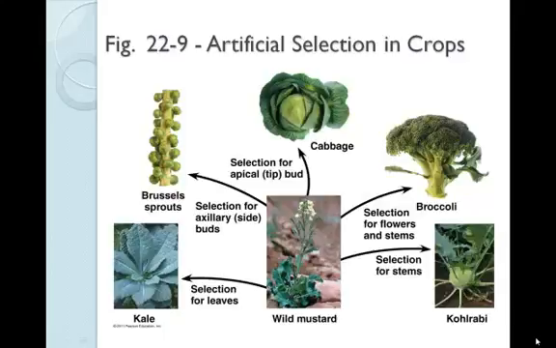The wild mustard is the parent plant for a number of important food crops, including kale, Brussels sprouts, cabbage, broccoli, and kohlrabi. None of the crop plants look exactly like the wild mustard, but they all share similarities in their modes of reproduction and similarities in their taste.